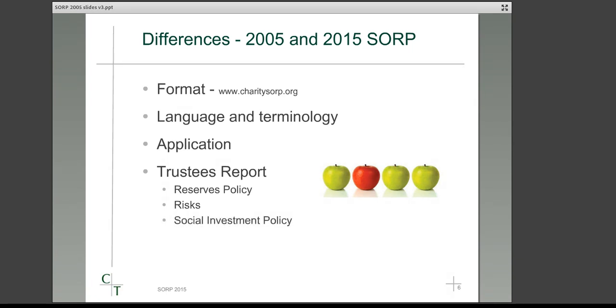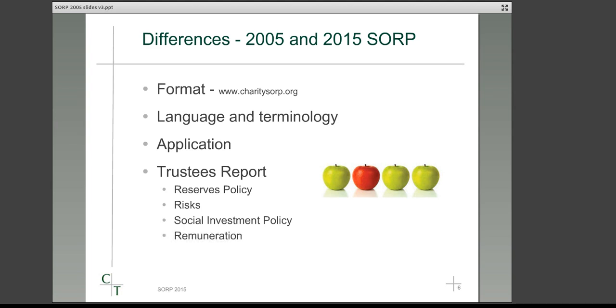The next new requirement for the Trustees Report for larger charities is about social investments. Now, a social investment is a term you might not have come across before, but it would be one that's made by a charity both to generate financial return, but also to further the charitable objectives of the charity. And where you have these types of investment, then you need to explain your policy for dealing with them in your Trustees Report.